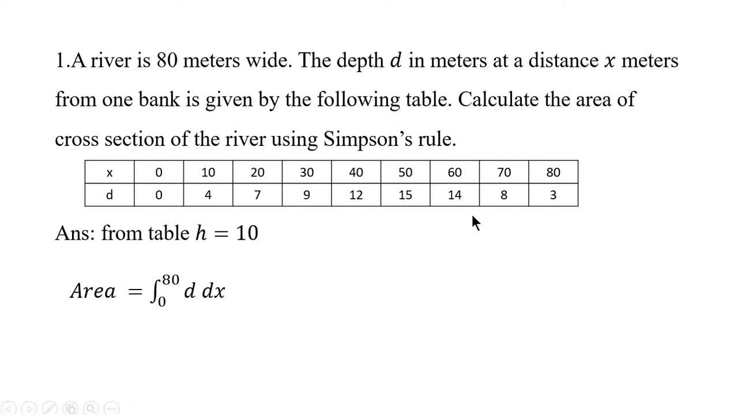Since the table is given, there is no need to calculate the table. From the table it is easily understood that the step sizes are 0 to 10, 10 to 20, 20 to 30, 30 to 40, 40 to 50. So the step size h is equal to 10. And you know the formula for area. So area is, you have to integrate from 0 up to 80 meters the depth. When you integrate the depth, we get area. So integral of d dx.